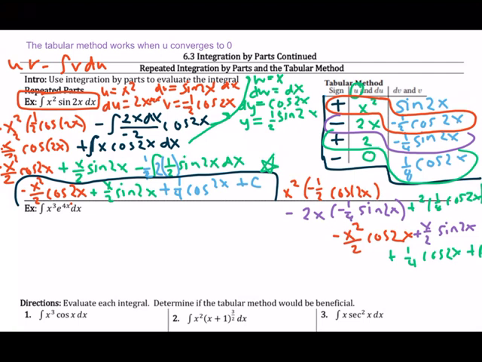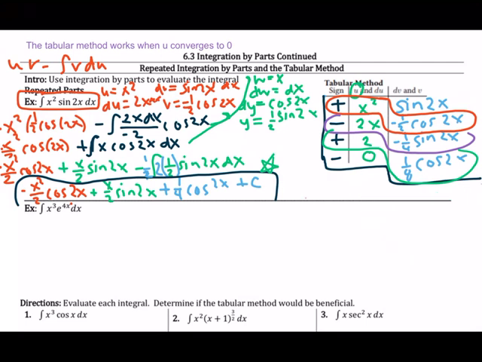So the tabular method: set up your signs, set up your u and take the derivative until you get to 0. Set up your dv and integrate the same number of times that you had to take the derivative. Then you're going to ignore your first dv and you're going to make those little circles to set up the table. Let's look at another example, and I'm going to erase what I just did after this to give us a little bit more space.